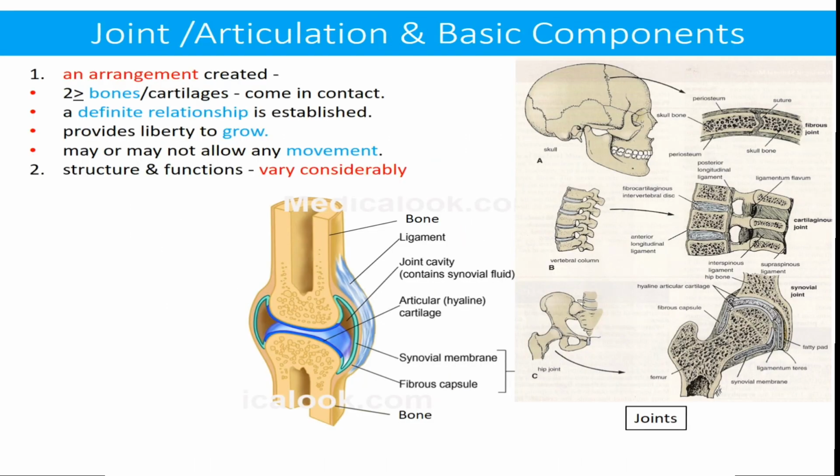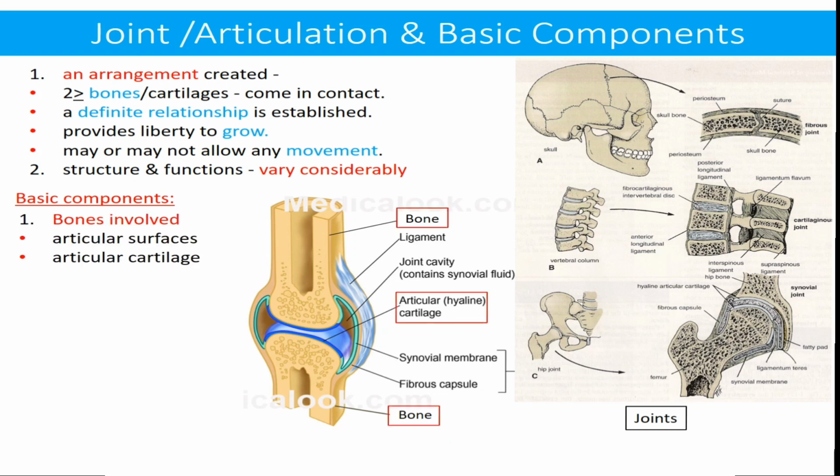A joint is an arrangement created between two or more than two bones or cartilages which come in contact so that a definite relationship is established among these components, which can provide liberty to grow and may or may not allow any movement. Structure and function of various joints vary considerably.